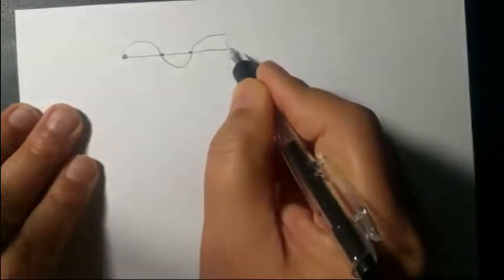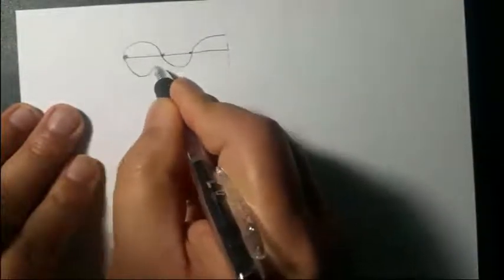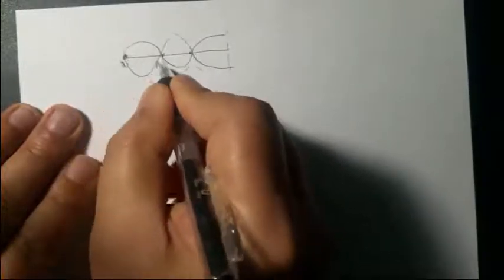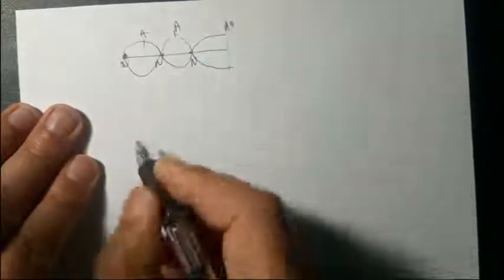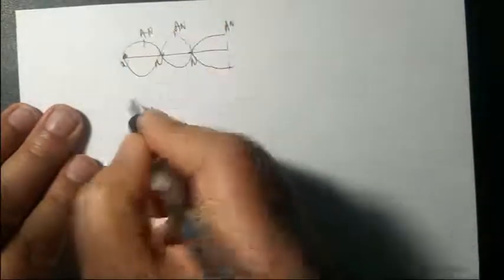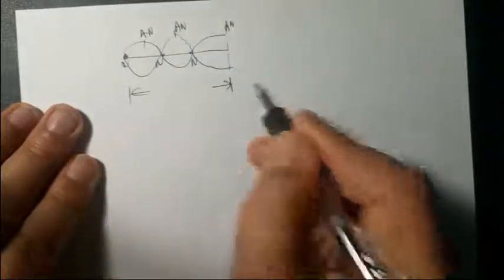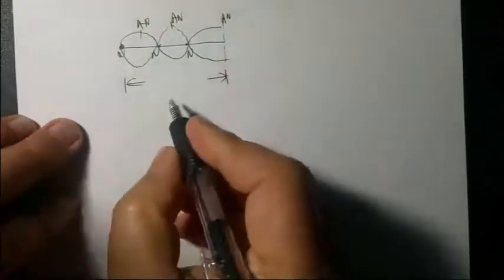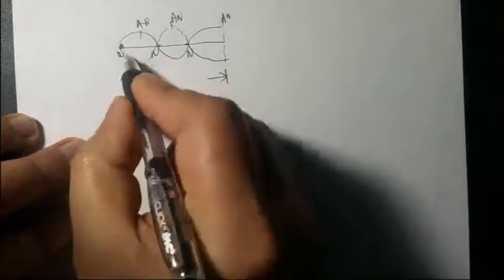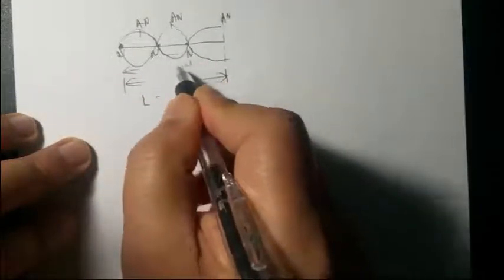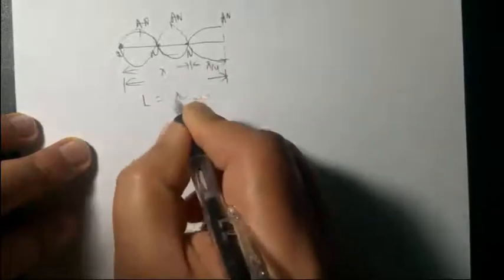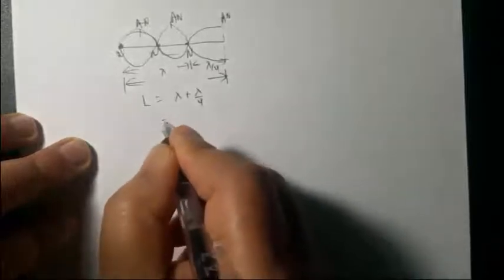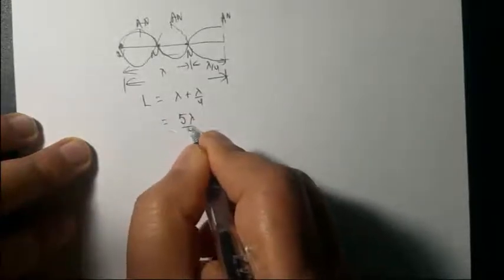Because this has to be the condition for the node. That changes everything. Okay, so node, node, node, antinode, antinode, antinode. Now the wavelength lambda has to satisfy this condition. From here to here is lambda, a full wave, and this is lambda over 4. So it's lambda plus lambda over 4, so it's 5 lambda over 4, right?